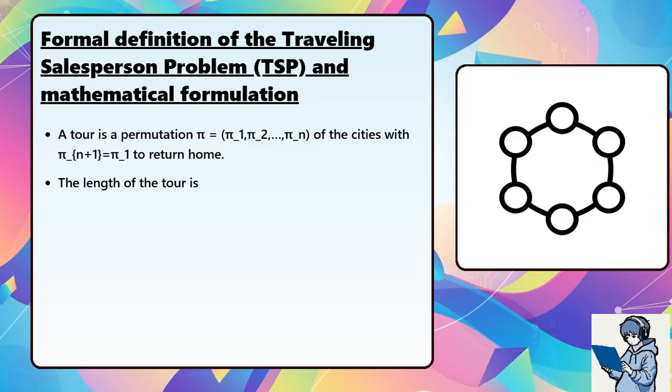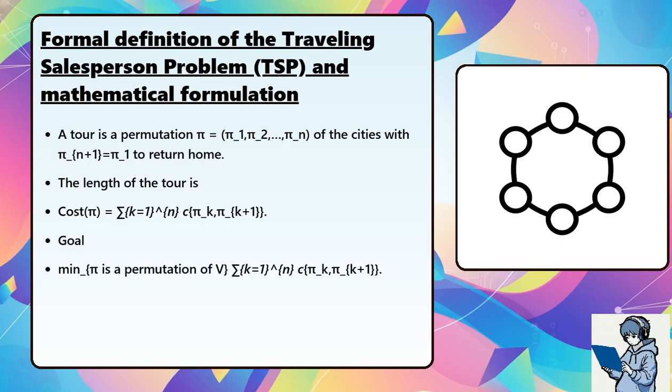The length of the tour is cost(π) = sum from k = 1 to n of c_{π_k, π_{k+1}}. Goal: minimum over π, where π is a permutation of V, of the sum from k = 1 to n of c_{π_k, π_{k+1}}.